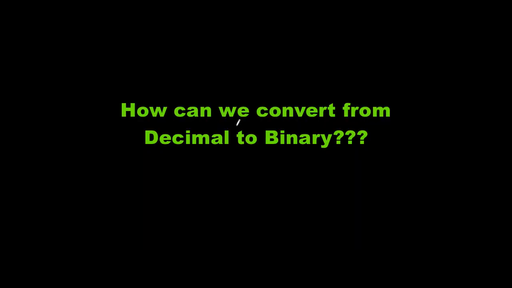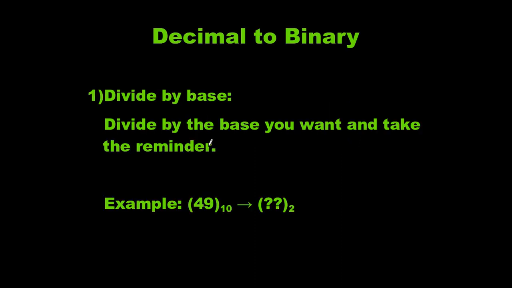Now, how can we convert from decimal to binary? Divide by base, meaning I divide by the base. When I'm using decimal, and I want base 2, I divide by 2. Divide by the base you want and take the remainder. And honestly, we don't need the dividend. If you know the remainder, the mod operator only takes the remainder, and that's what we need.